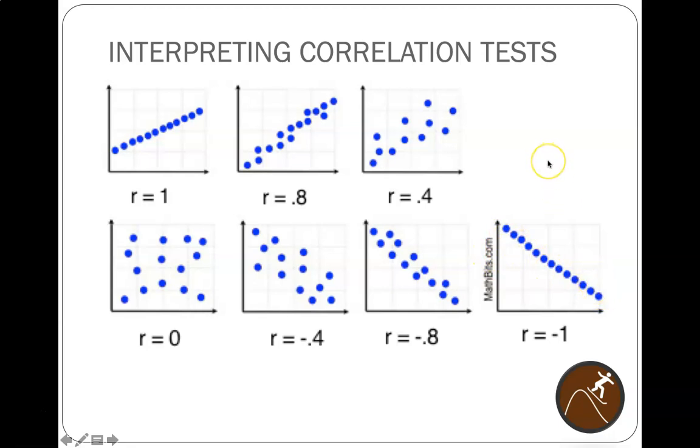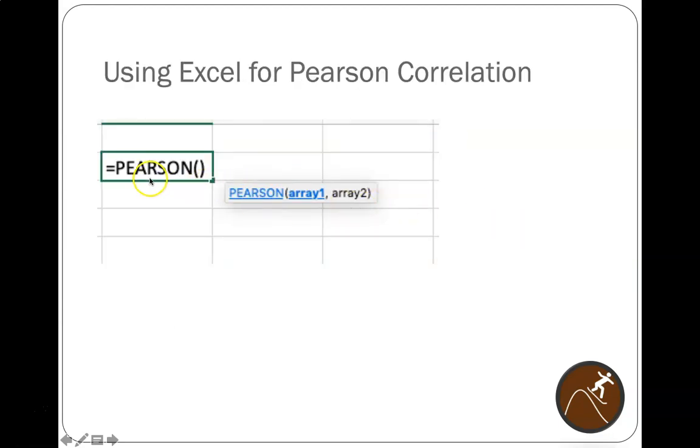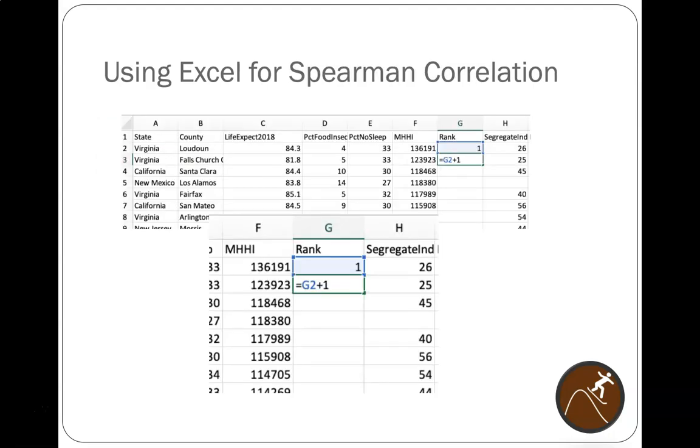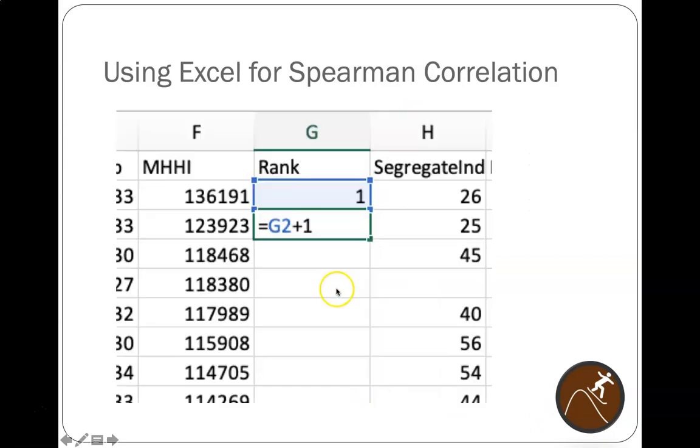Now, how are we going to use Microsoft Excel to do these? You've already had a little experience doing this, so we can just type in equals Pearson and then highlight whichever columns we want. To do the Spearman correlation requires a little bit more legwork. You have to go to your column of interest and then type in a formula.